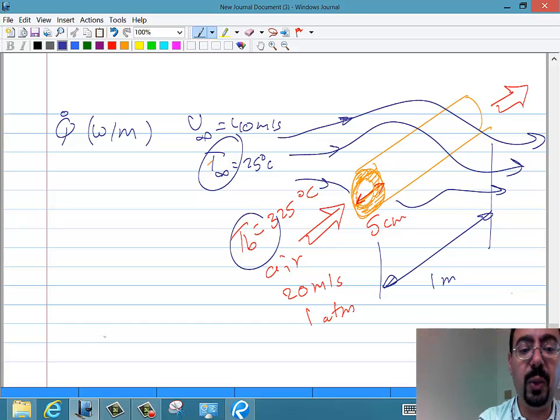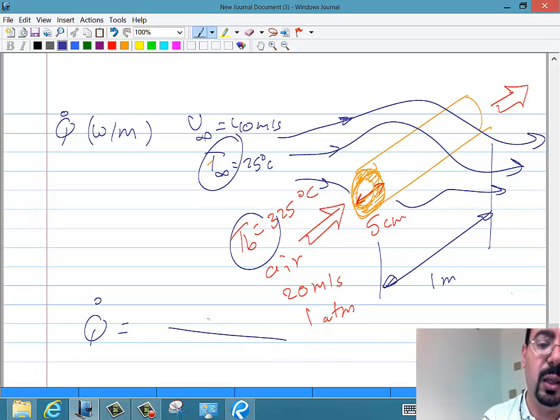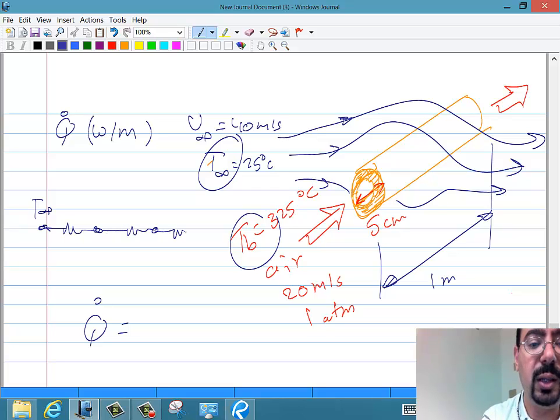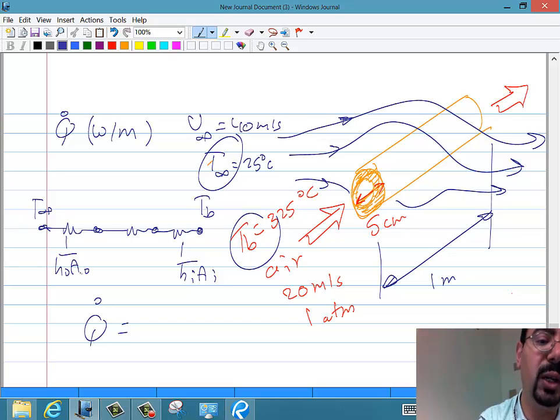Right? So the equation that we have here is Q dot, and actually before I write the equation, let's make a cartoon of what's going on. So there is this T infinity, and then there is a resistance, and then there is conduction, and then another convection, and here is T bulk. And so this would be 1 over H in area in, and this would be 1 over H out area out. And the one in the middle, that's the conduction of a pipe. How much is that?